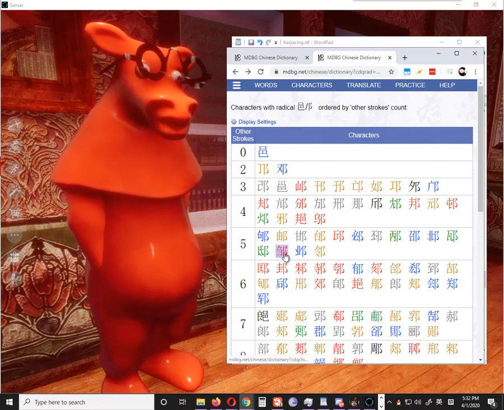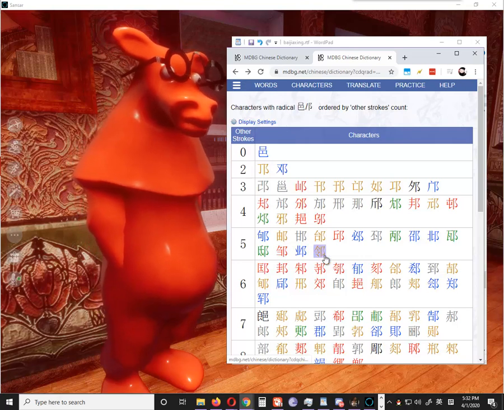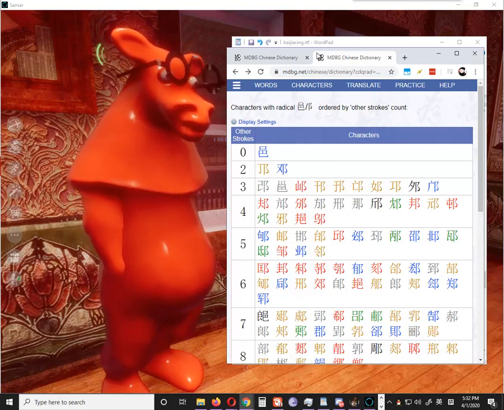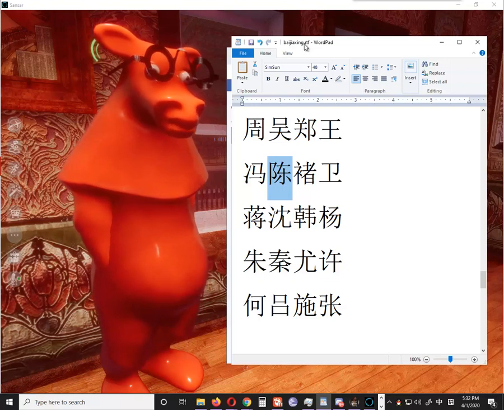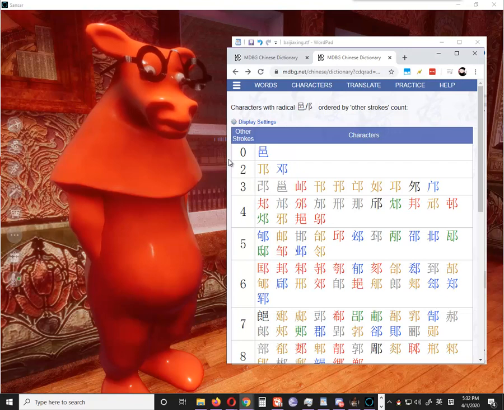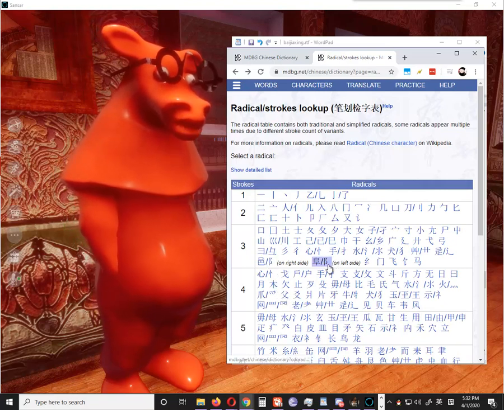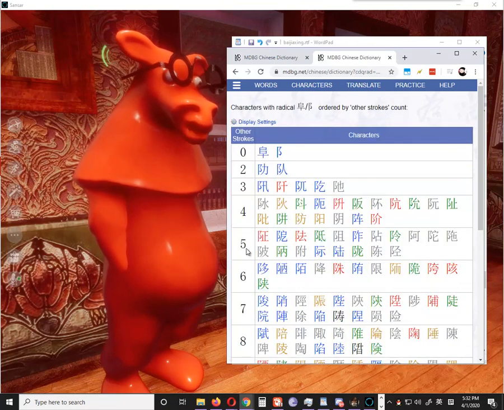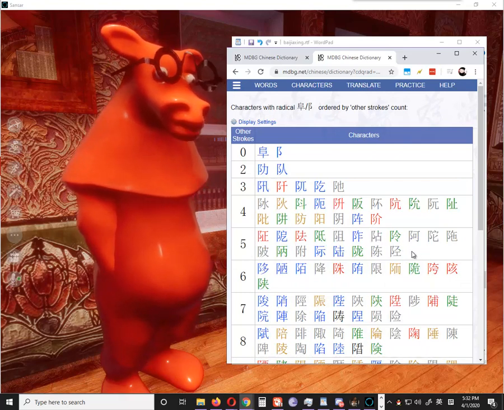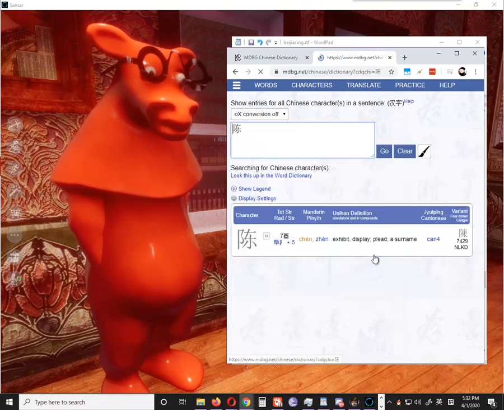So in the 5-stroke, do we have it? And which side is it on? It's on the left side. And here we are with the thing on the right side. I'm sorry, folks. I didn't get enough sleep last night. So I want it on the left side, and I want it in the 5th category. There it is. Okay.